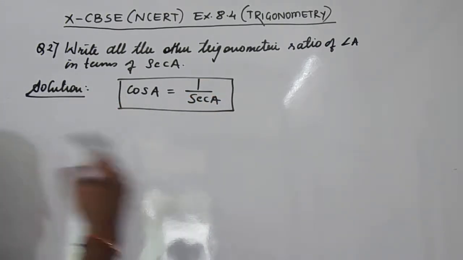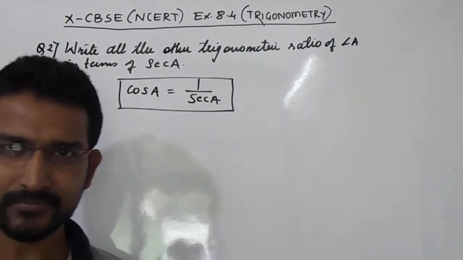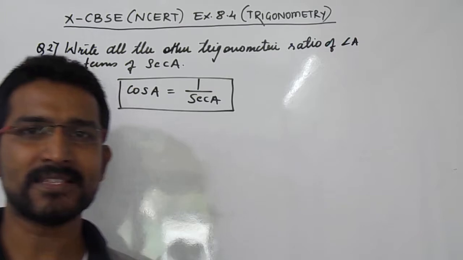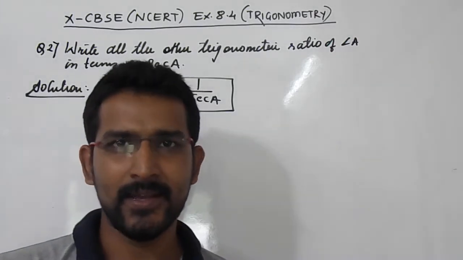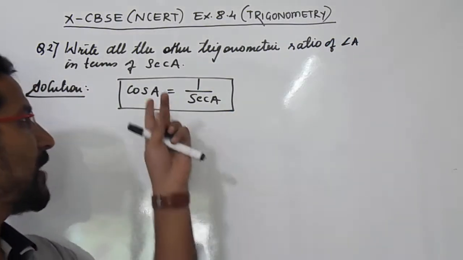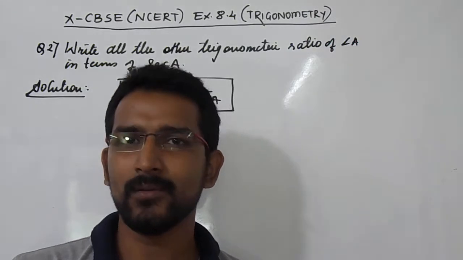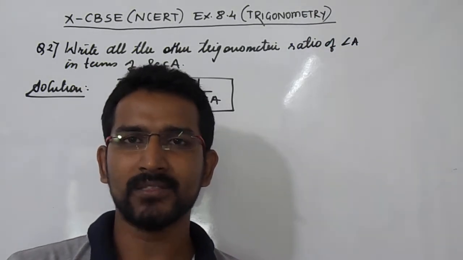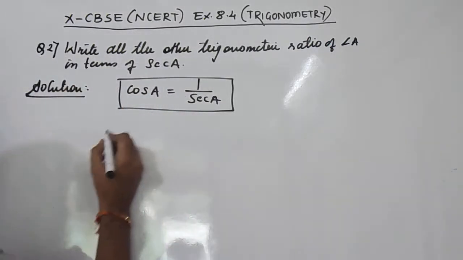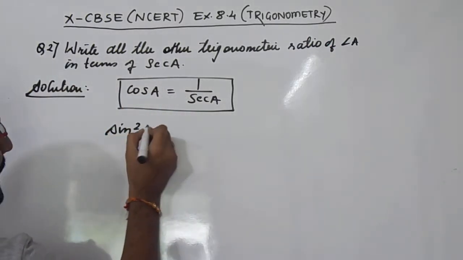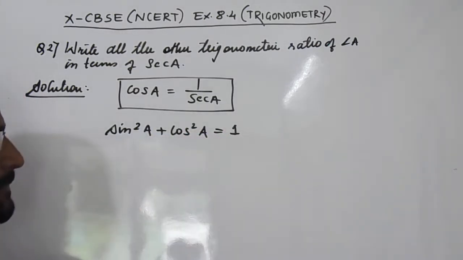Now next we'll go for sin A in terms of sec A. So we know the relation between sin and cos. There is one identity that we have already studied. So in the place of cos, now I can write 1 upon sec. So we'll use that identity. That identity was sin square theta plus cos square theta is equal to 1. So we'll use that identity, that sin square A plus cos square A is equal to 1.